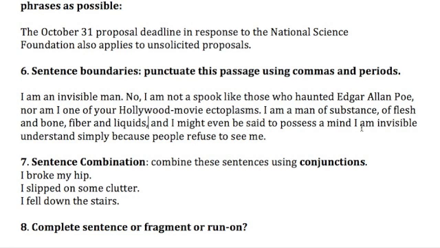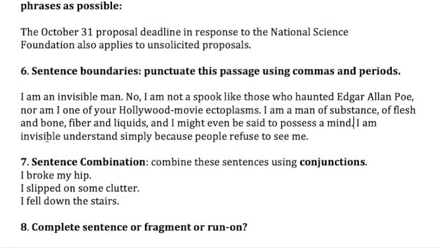I am invisible. Ooh, so another subject verb. I think we need a period after mind. I am invisible, understand, simply because people refuse to see me. Do we need any punctuation in here? I am invisible. I think he's commanding us to understand. And probably not commanding us to understand simply, but that he's invisible simply because people refuse to see him. So there we go. Go ahead and read through that, see how you like it.